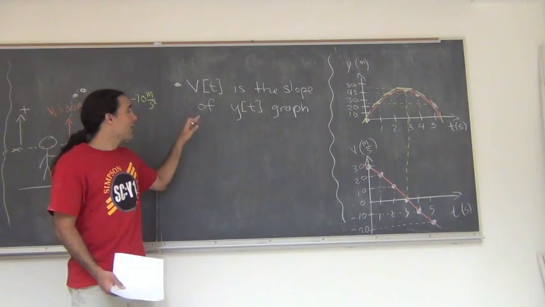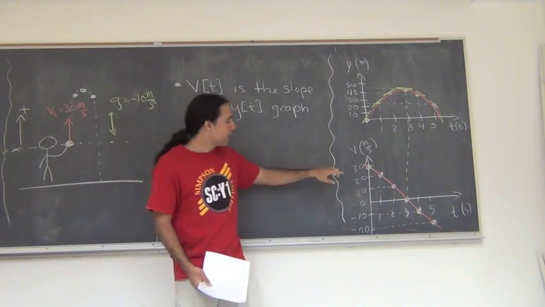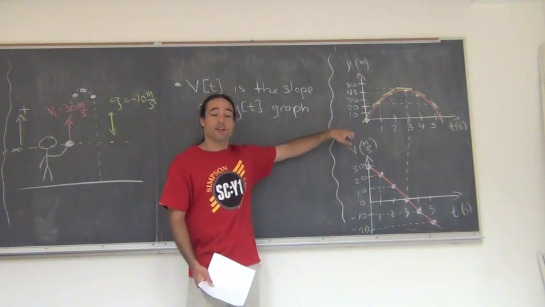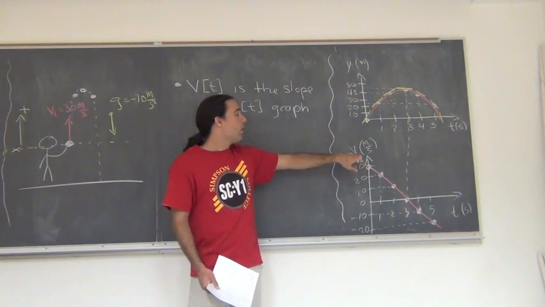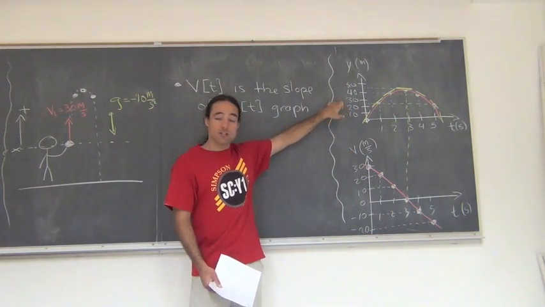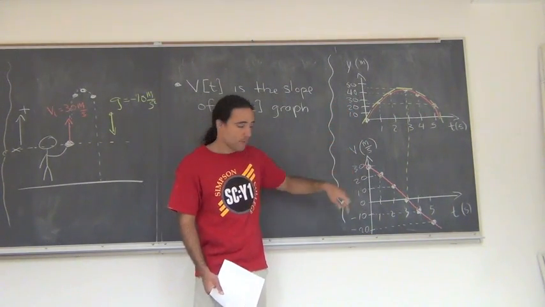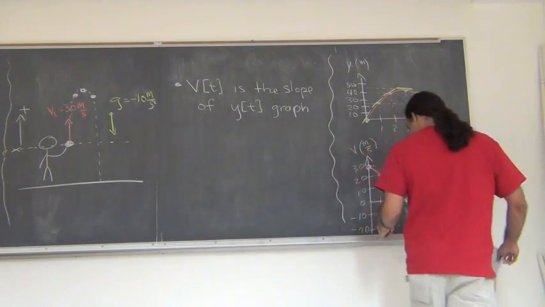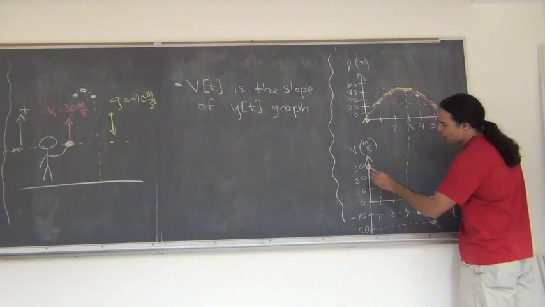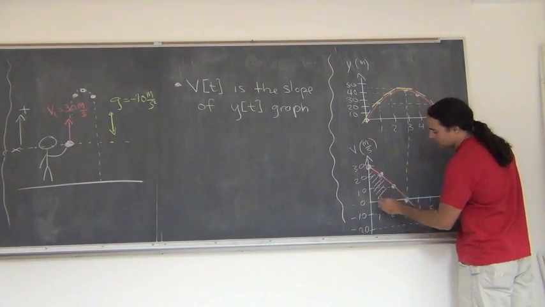Now, it turns out there's a way to go the other way. So there's a way to find not just the velocity from the position, we could also find the change in position from the velocity. So if I look here, I've got a triangle in that region.